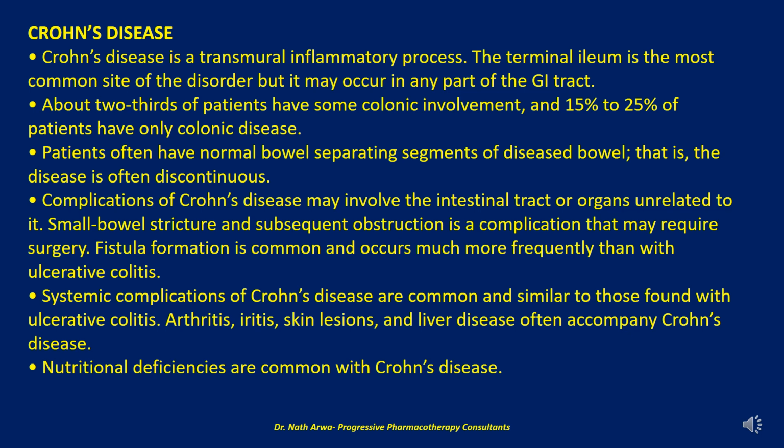4. Complications of Crohn's disease may involve the intestinal tract or organs unrelated to it. Small bowel stricture and subsequent obstruction is a complication that may require surgery. Fistula formation is common and occurs much more frequently than with ulcerative colitis. 5. Systemic complications of Crohn's disease are common and similar to those found with ulcerative colitis. Arthritis, iritis, skin lesions, and liver disease often accompany Crohn's disease. 6. Nutritional deficiencies are common with Crohn's disease.